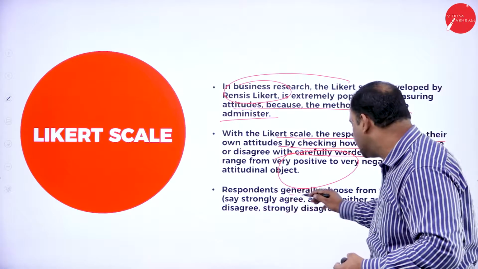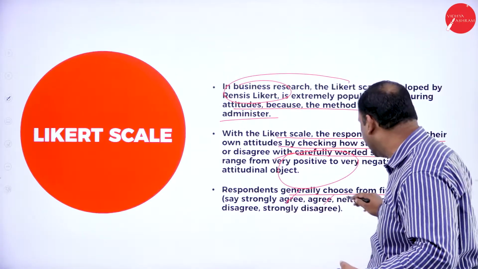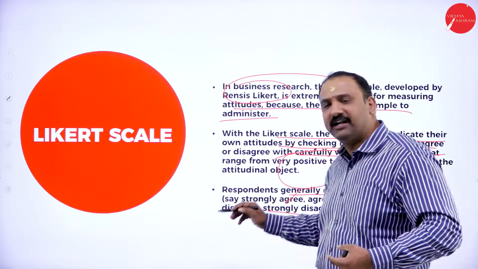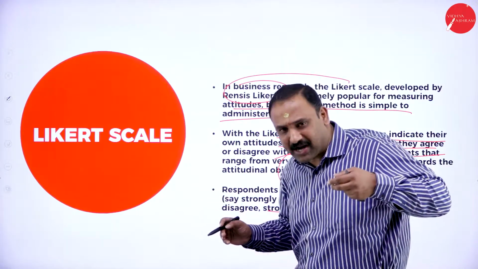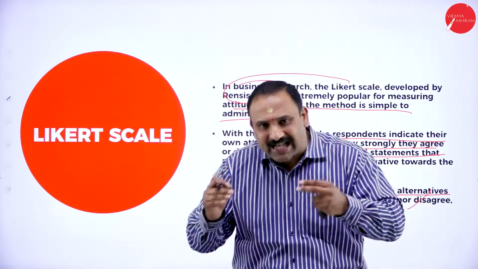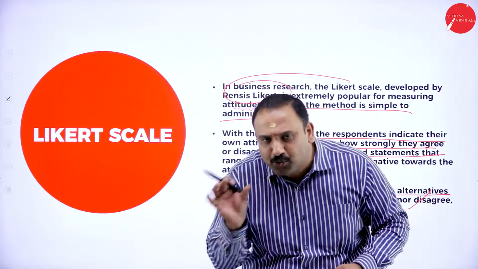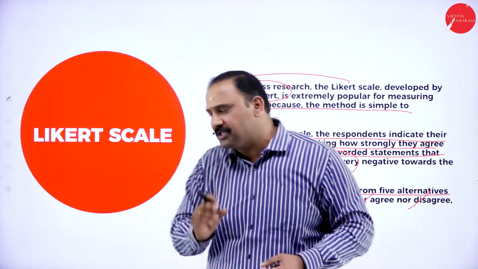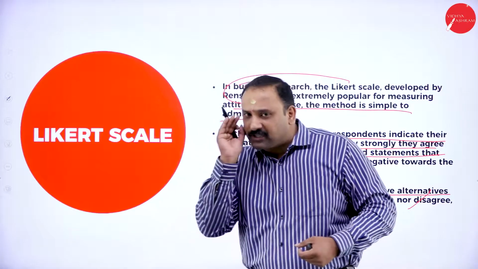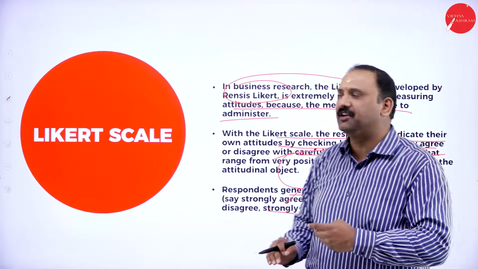Now the respondents generally choose from 5 alternatives, say strongly agree, agree, neither agree nor disagree, disagree, strongly disagree, on all those factors. So I'm trying to give you options in terms of your mentality, in terms of your attitude, in terms of your belief factor. How much do you go with that statement? So that is why the Likert scale has got a great presence, a great prominence in terms of attitudinal research.